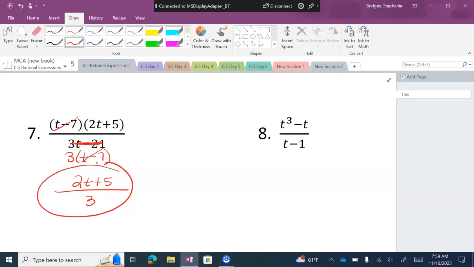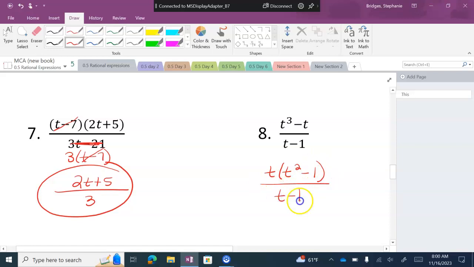All right, let's take a look at number 8. I got t to the 3rd minus t over t minus 1. We are going to have to factor here because in this problem, nothing has been factored. So let's start at the top. Keep thinking back to when we factored. What was the very first thing we looked for? GCF. What is it that t to the 3rd and t have in common? Okay. So that's going to give me t times what? T squared minus 1.